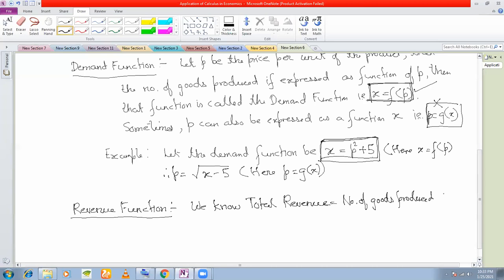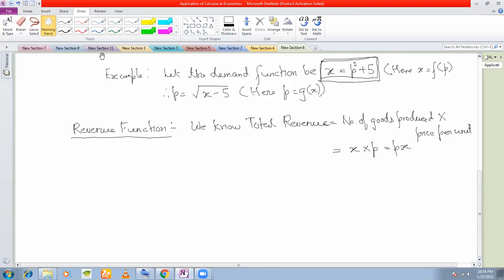So this is the basic assumption here. Number of goods produced into price per unit will give you the total revenue. If the number of goods produced is X and the price per unit is P, then what is the total revenue? Px, right? Remember, total revenue is equal to number of goods produced into price per unit. Now, since the total revenue is a function of X, we write R(x) is equal to Px.